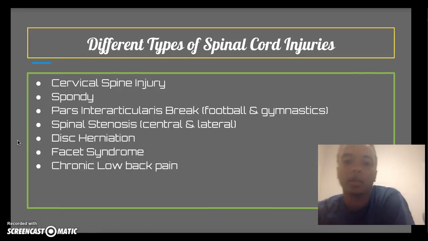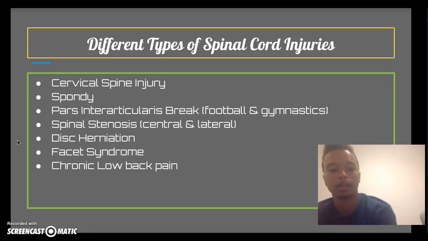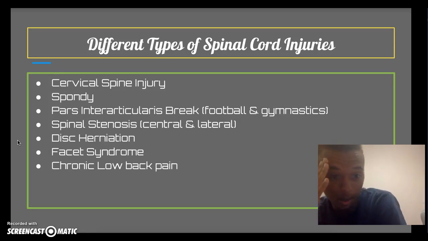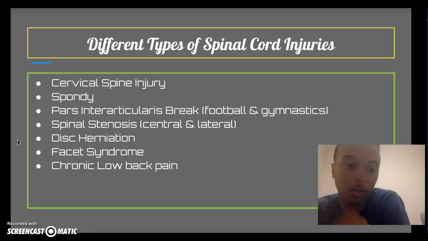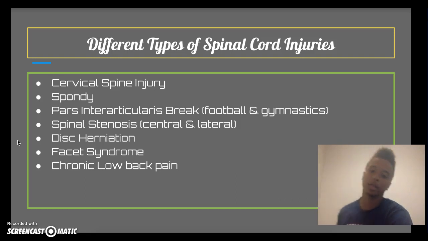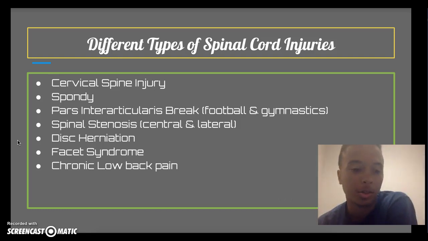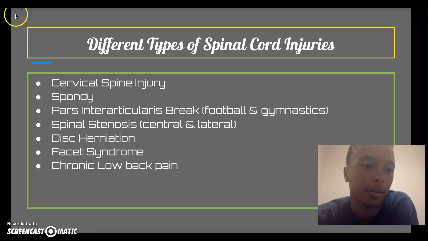Okay, different types of spinal cord injuries. We have our cervical spine injury, like we learned in class, like C-spine, stabilizing C-spine. We have our thoracolumbar spinal injuries, like we learned in Rose's class, our path class, such as spondys, our pars interarticularis breaks, spinal stenosis, disc herniation, facet syndrome, and chronic low back pain.